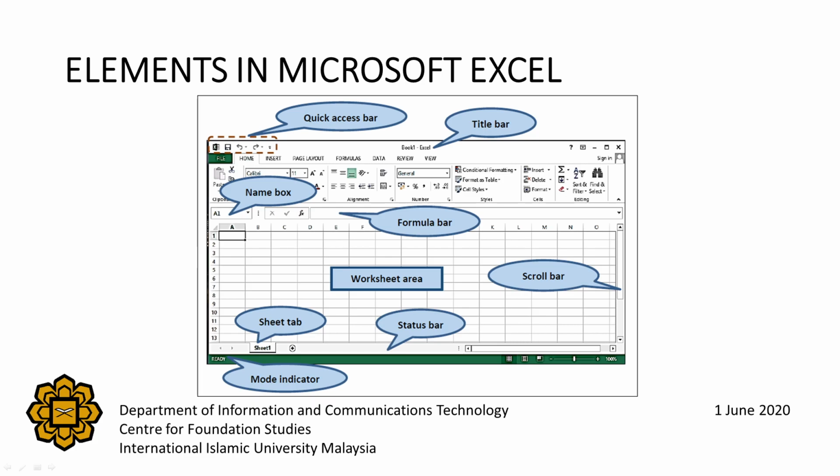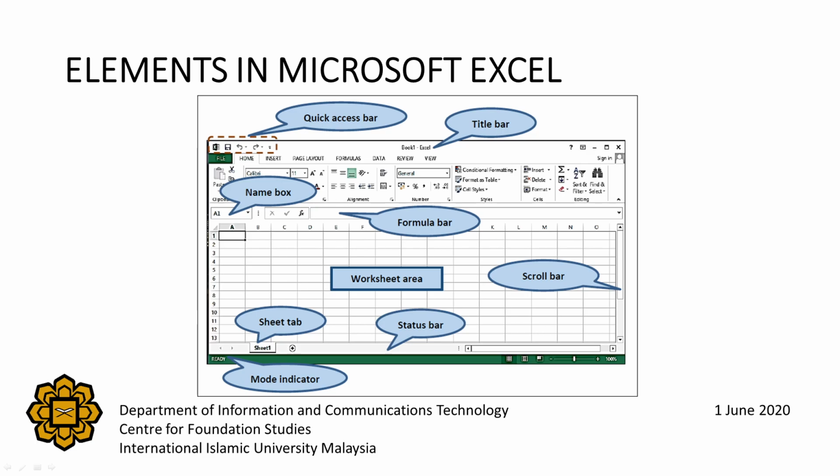Next is the name box. It contains the reference of the active cell. Next we have the formula bar. The formula bar displays the content of the active cell.